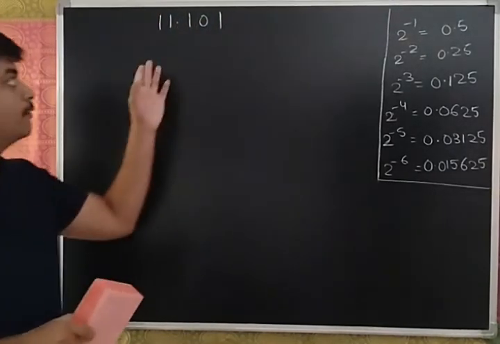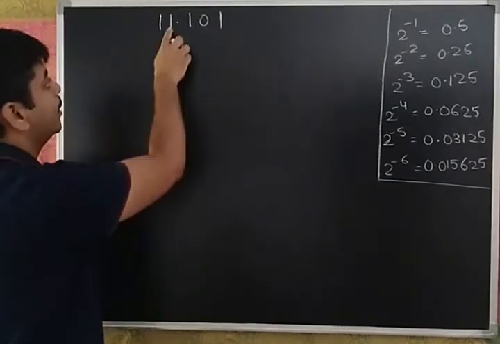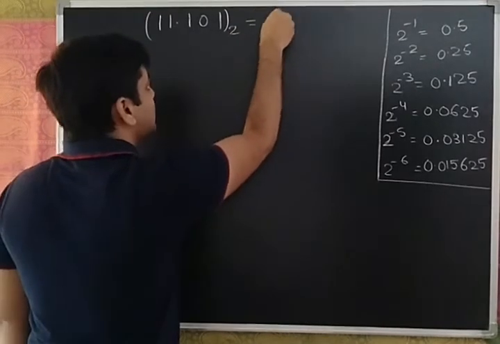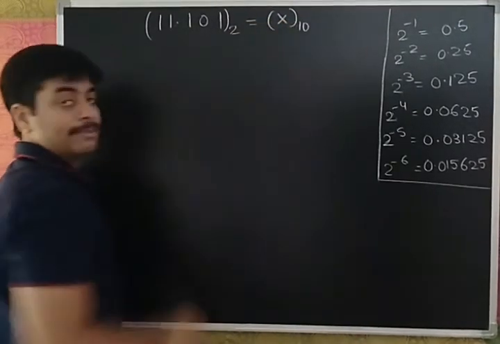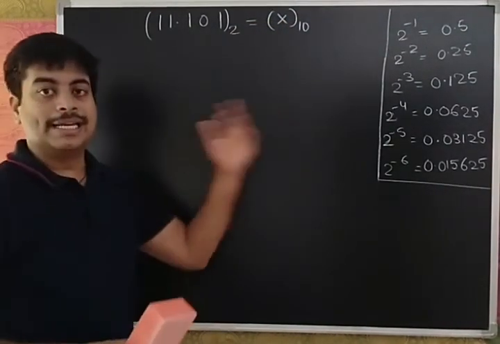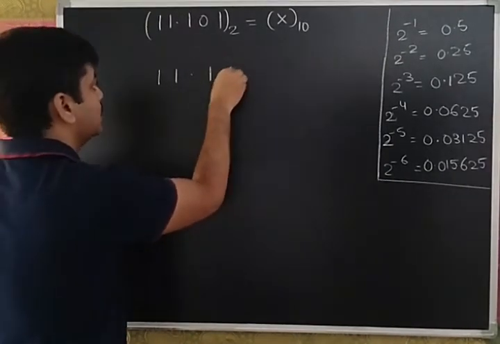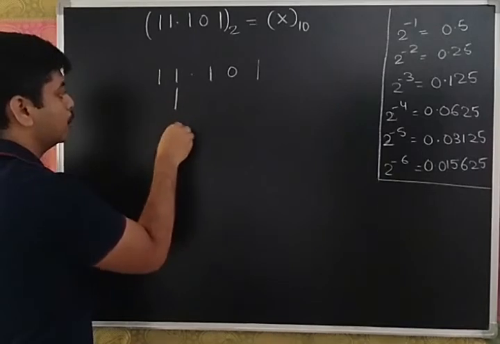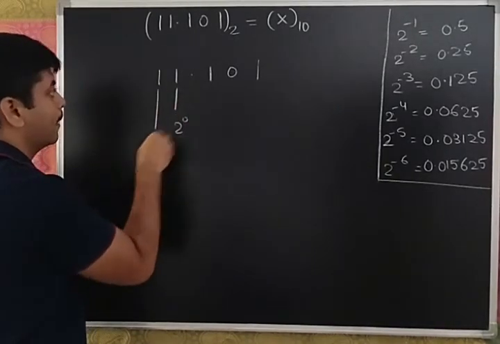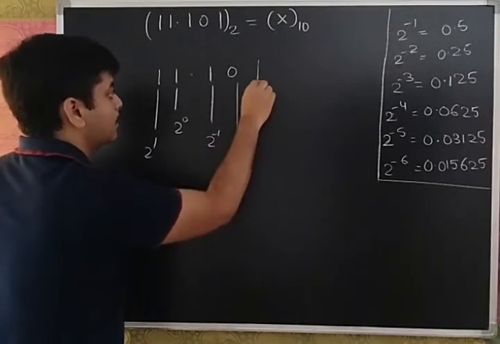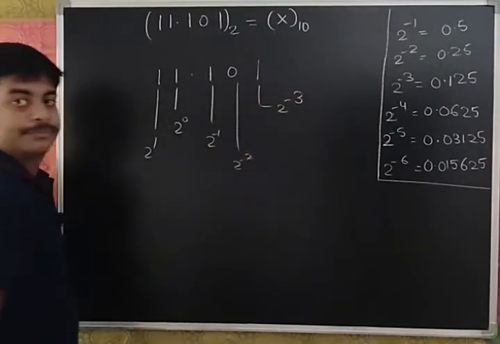Okay, so the next question we'll be discussing is 11.101 in a binary system. We'll see what its equivalent is in the decimal system. So what we'll do is write the same thing, 11.101. This one is multiplied by 2 power 0, 2 power 1. This one by 2 power minus 1, 2 power minus 2, and this one by 2 power minus 3.